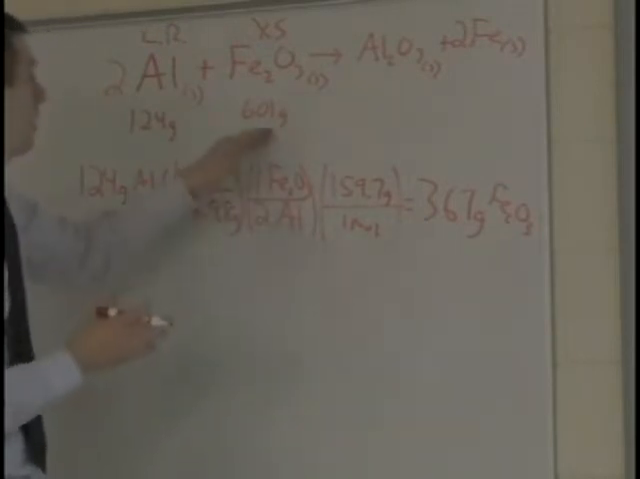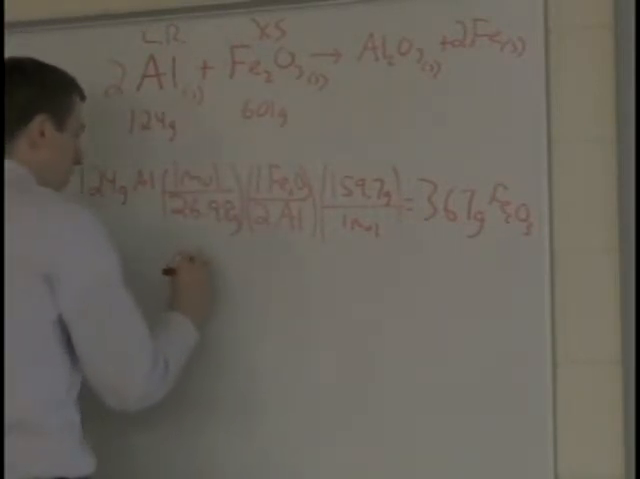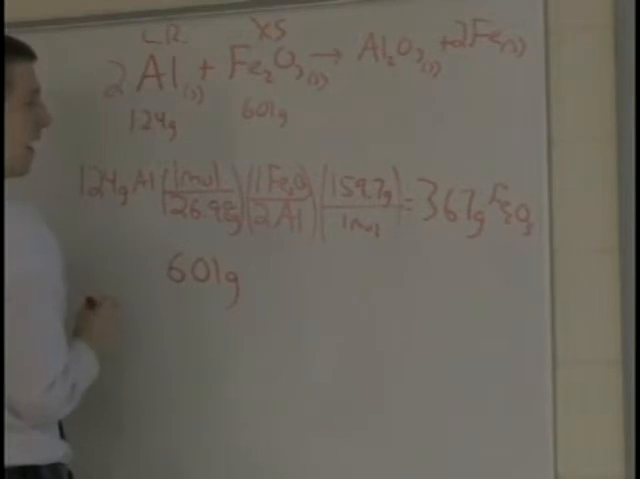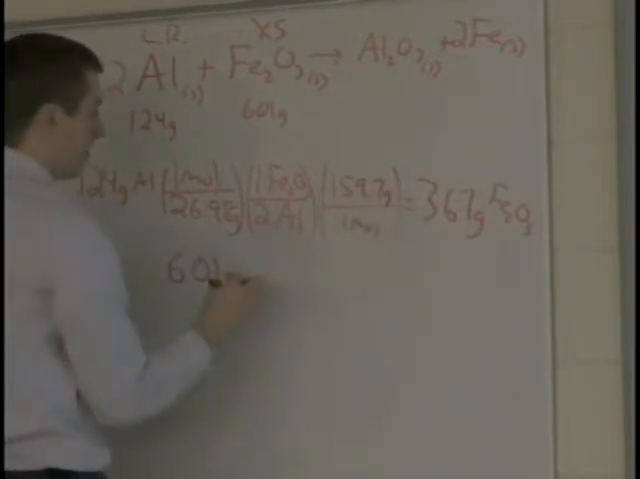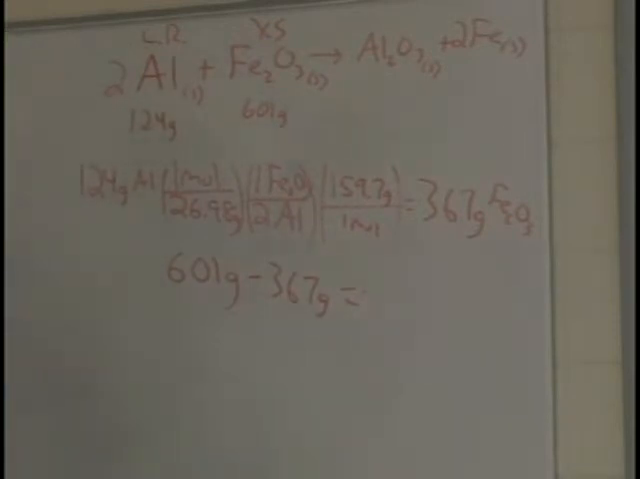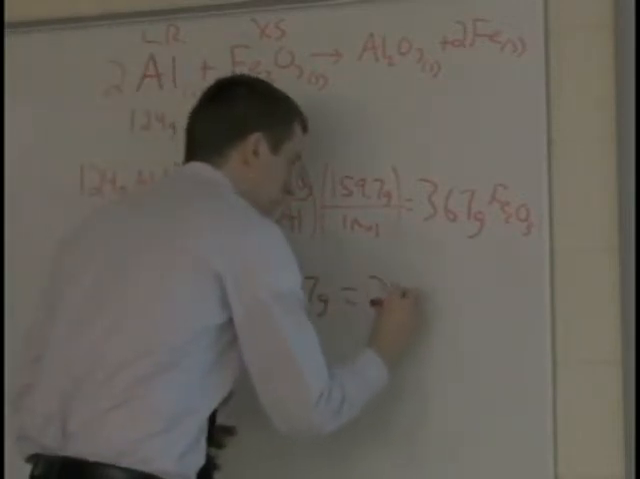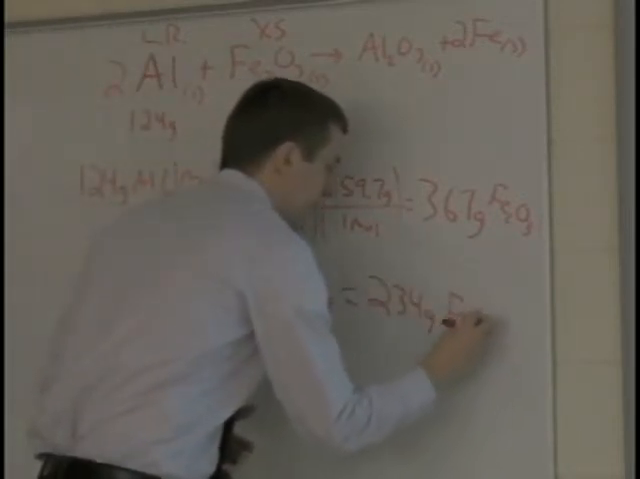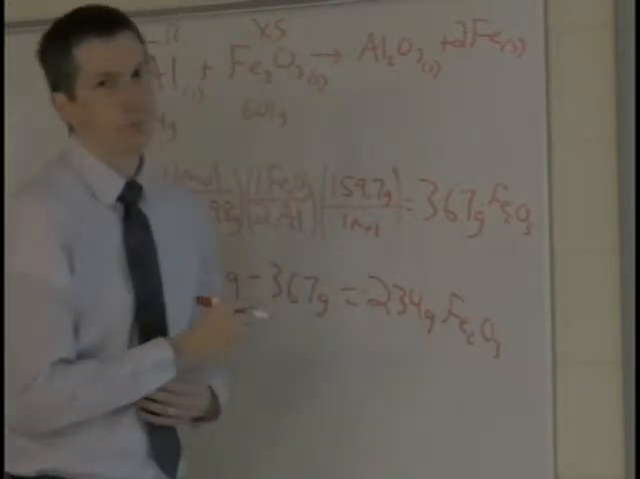Pretty simple though. If I start with 601 grams of iron(III) oxide, and in the reaction I use up 367 grams, I just subtract the two. Rules for sig figs say they both end in the ones, so my answer should end in the ones. I get 234 grams of Fe2O3, which is left over.